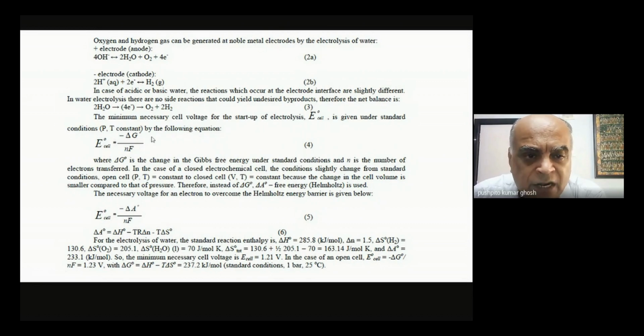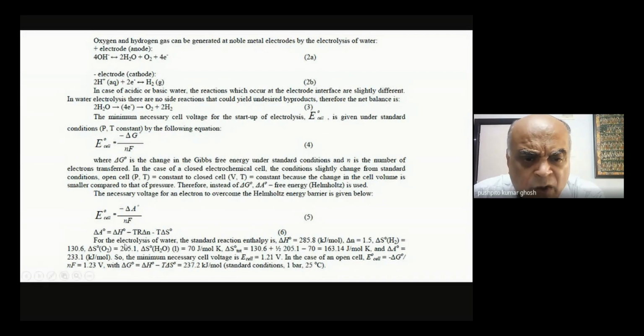Okay. And if, for example, I do the same thing, not at constant pressure, but I do it at constant volume, and I vary the pressure, then instead of delta G, I have to put in the Helmholtz free energy term. So that is delta A. That's the only difference. Otherwise, the two are basically the same thing.